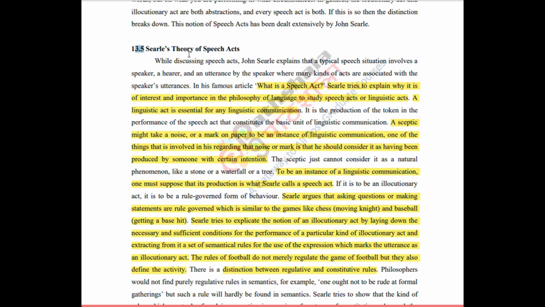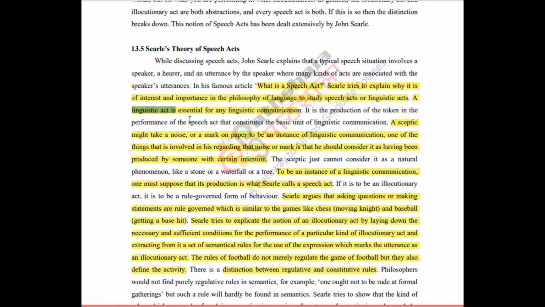Let us see Searle's Theory of Speech Act. Searle explains a typical speech situation where speech involves speaker, hearer, and utterance by the speaker. In his famous article, What is a Speech Act?, Searle tries to explain why it is of interest and importance in the philosophy of language to study speech acts or linguistic acts.